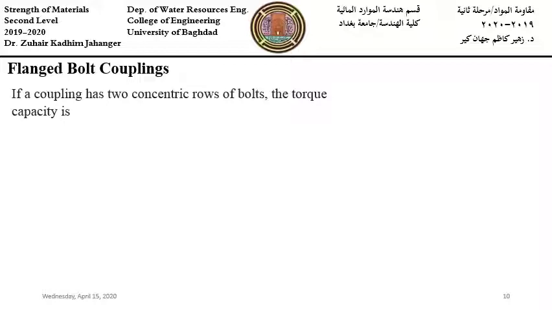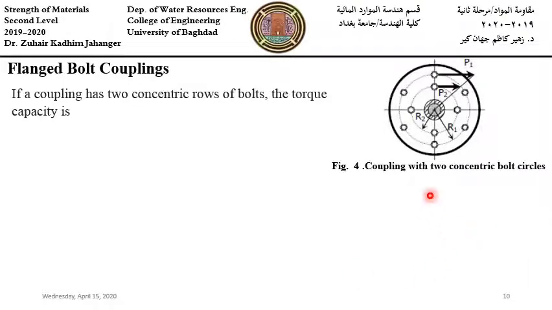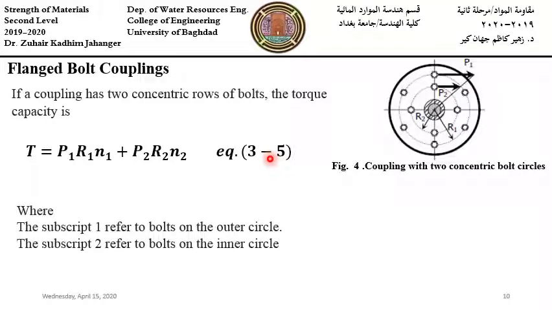If a coupling has two concentric rows of bolts, the torque capacity is, as shown in this figure, torque is summation of the two rows. So P1 R1 N1 plus P2 R2 N2. This is equation 3-5 in your textbook, where the subscript 1 refers to the first row, outer circle, and the subscript 2 refers to bolts on the inner circle, as shown in figure.